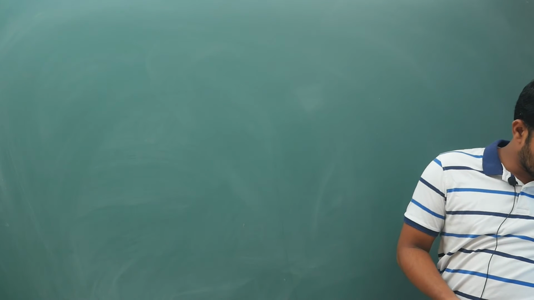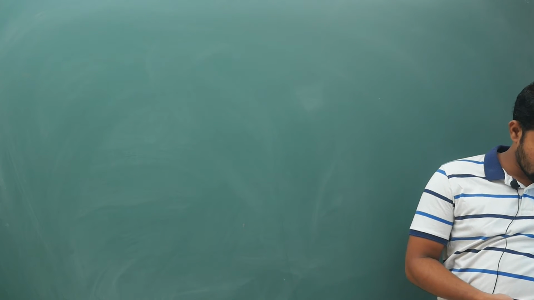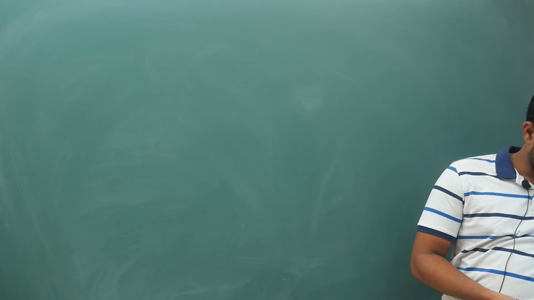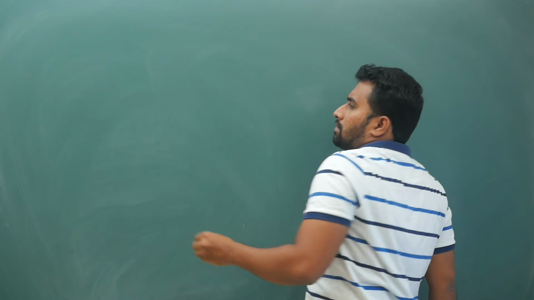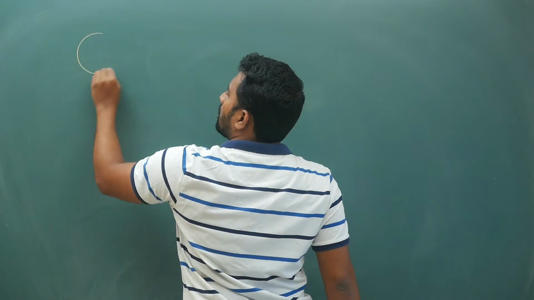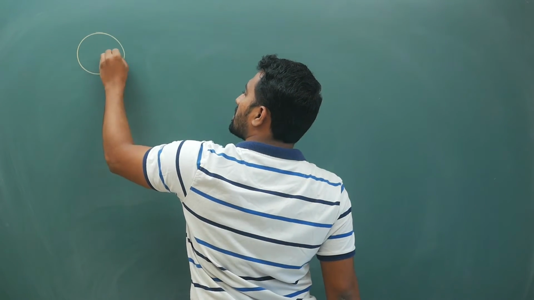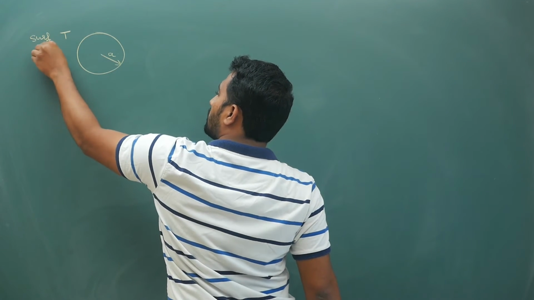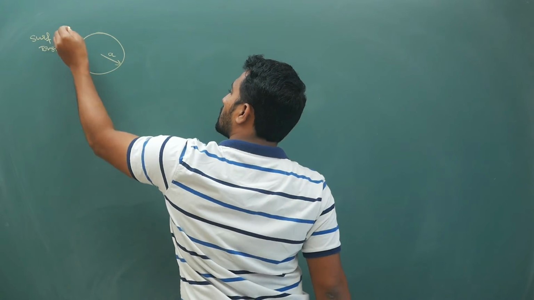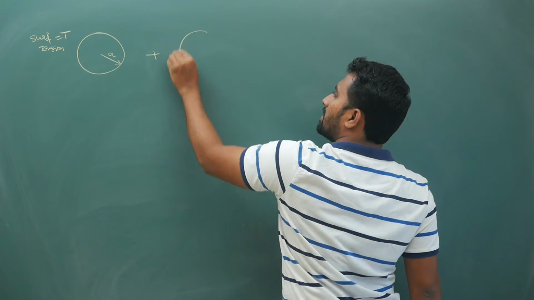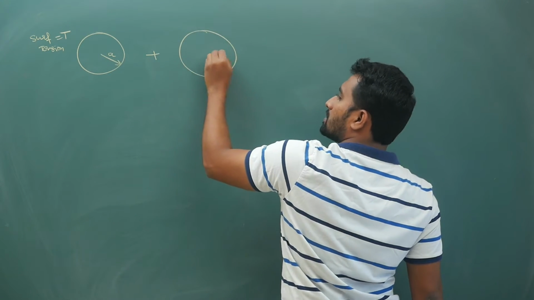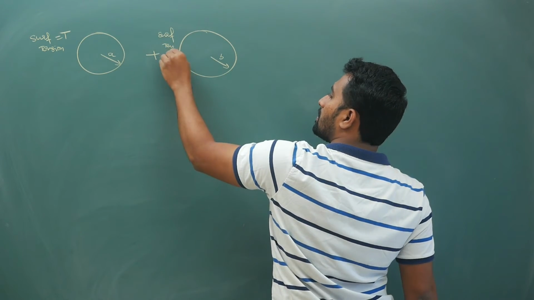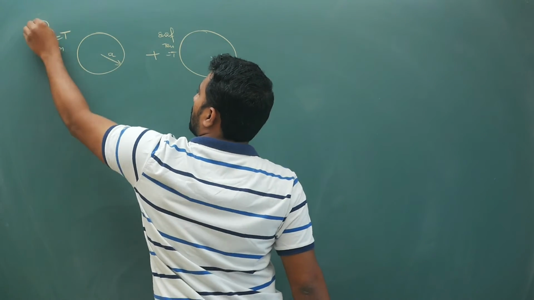Now your next question is, they are coalescing, that means surface tension is equal to T. You have two bubbles. One bubble's radius is A, second bubble's radius is B. Here also surface tension is equal to T. Okay, what is your question?